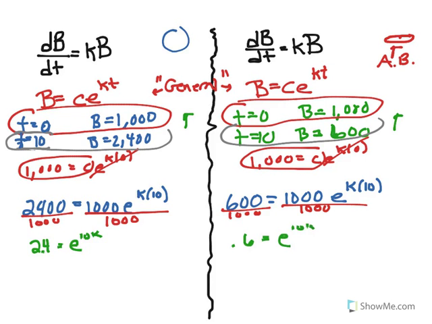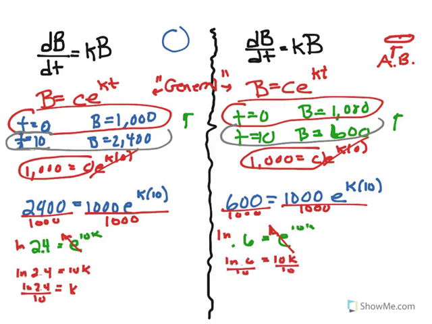Now, to get rid of the e, I'm going to take ln of both sides of each equation. That cancels there. And we get ln of 2.4 equals 10k. So that means k is equal to ln of 2.4 over 10. On this side, I'll do the same thing. ln of 0.6 equals 10k. Divide both sides by 10, and get ln of 0.6, all of that over 10, is equal to k.